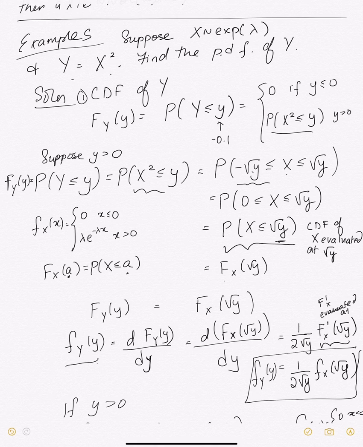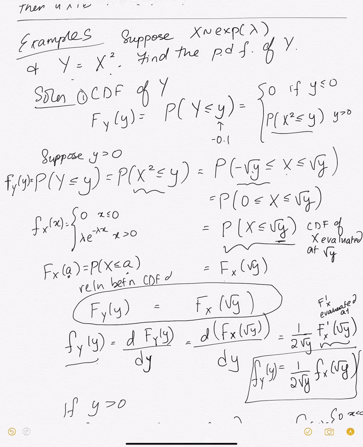Okay, so we have now an identity involving the CDF of y and the CDF of x. So you have a relation between the CDF of y and the CDF of x. Okay, what do you do then? Just differentiate both sides with respect to y to get the relation between the PDF of y and the PDF of x.